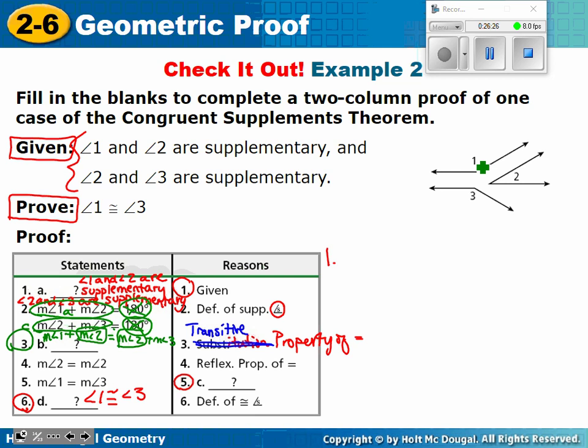Now what do they do to get from 1 plus 2 equals 2 plus 3 to 1 equals 3? It's not transitive, it is subtraction. They are subtracting away the 2. And for that to work, the 2's have to be the same. So they're just making sure you know, hey, the 2's are the same. So when you subtract them away, they really do go away. So what's my reason for number 5? Subtraction property of equality.